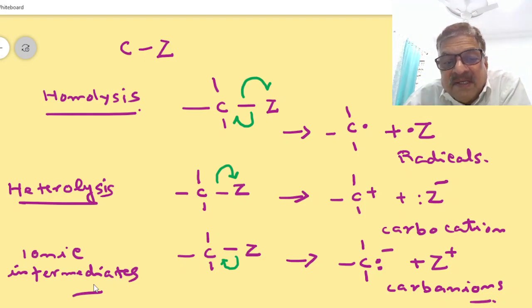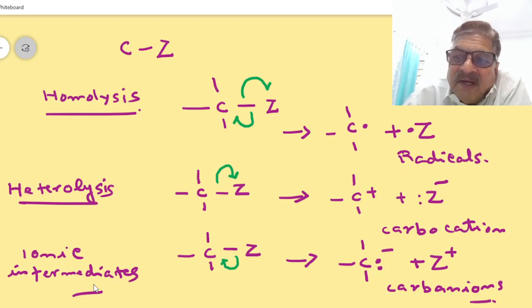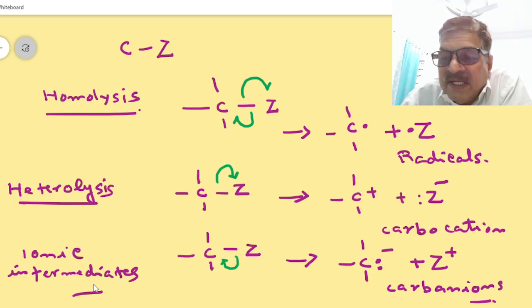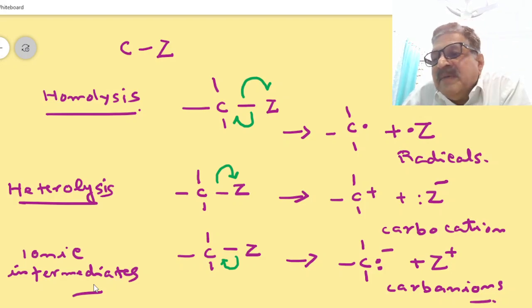Now, in the second type of heterolytic fission, the two electrons are given to carbon and nothing to Z. It will generate a negatively charged carbon. It is known as a carbanion here. So, carbocations and carbanions are very unstable, highly reactive intermediates here.